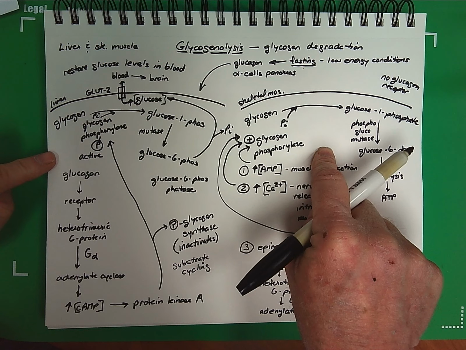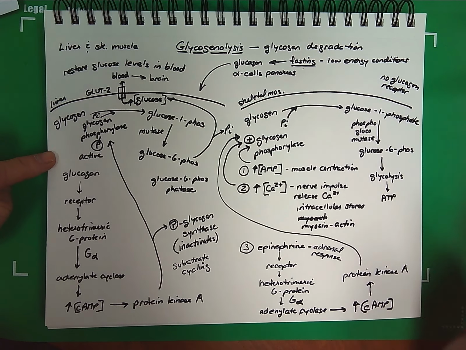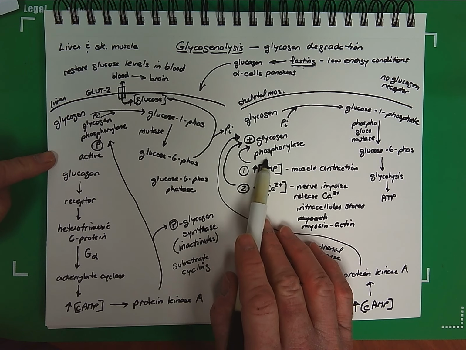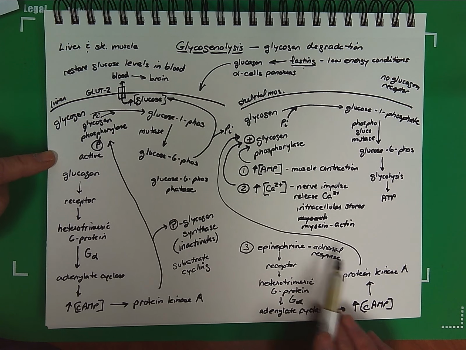The same event occurs in skeletal muscle, except remember skeletal muscle is not responsive to glucagon. It is responsive to intracellular energy charge and the fight or flight hormone, to make sure that the skeletal muscle cell is ready to flee any kind of danger in response to the adrenal gland.